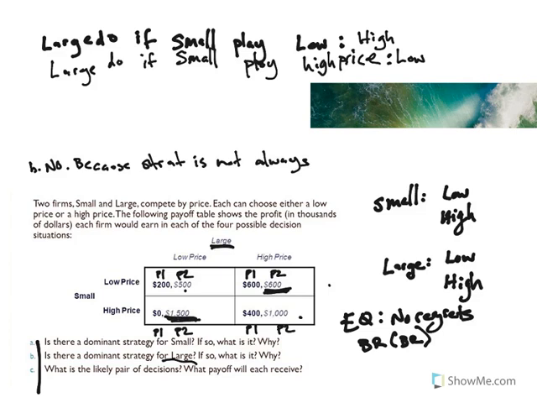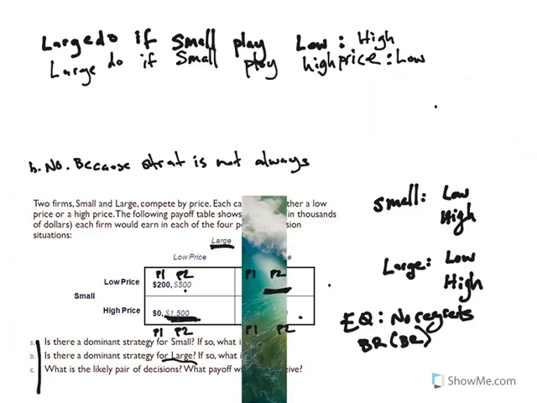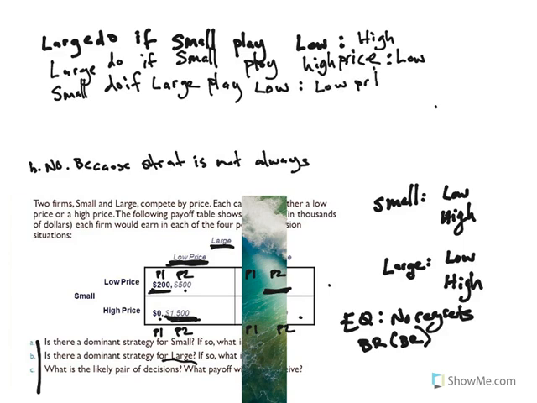So let's now turn our attention to small and see what small might do. So we've covered up one of the strategies that large might play. So small says, well, what if I know large is going to play low price? So what would small do if we knew that large was going to play the strategy low price? What should they do? Okay, well, they can either have a profit of $200 or zero. Sounds like 200 is better. Well, in that case, they're going to play the strategy low price.